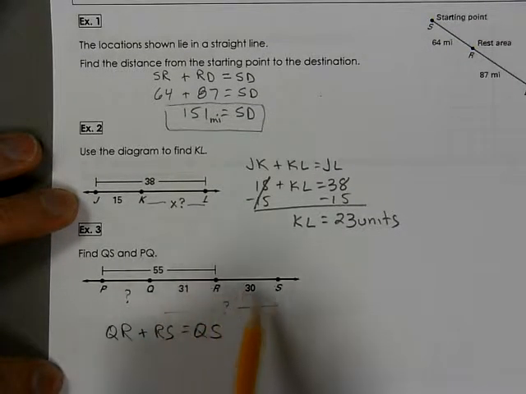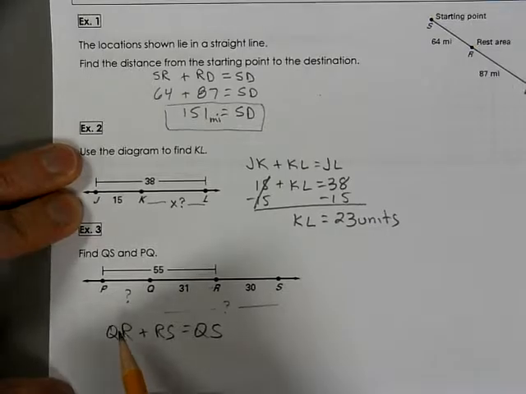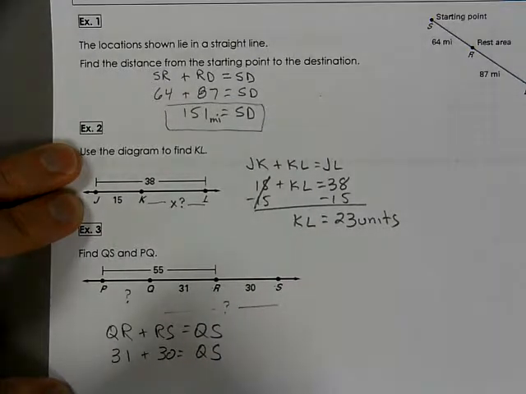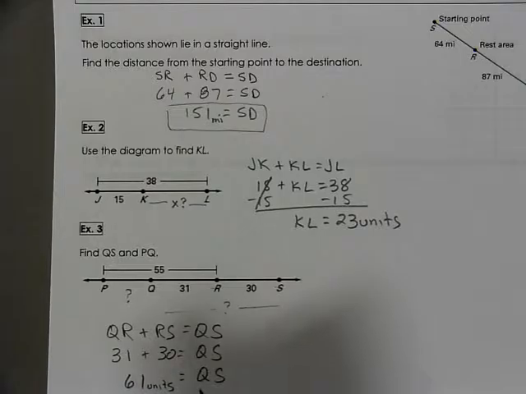It's made up of two small pieces. So those two small pieces are 31, 30, and we still aren't positive what that value is. So now we can add it up. We find that 61 equals QS. And we could write units since we're not sure it's miles or inches.